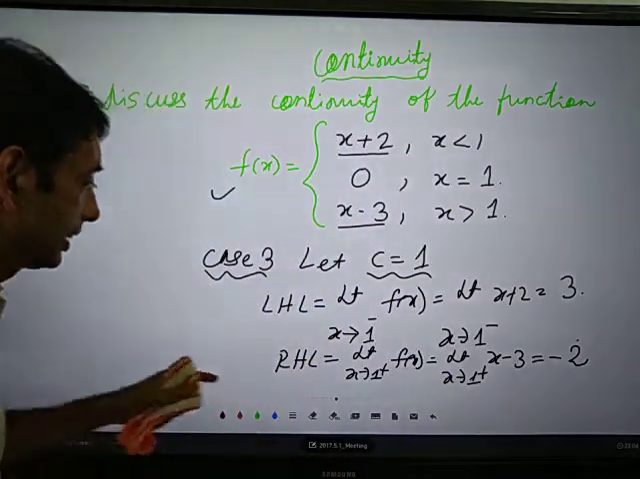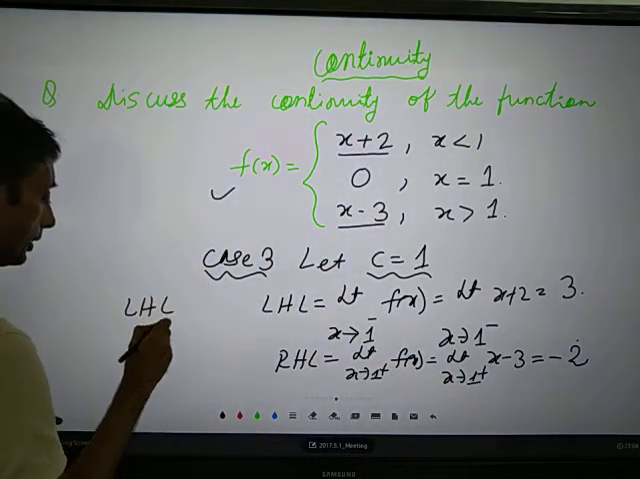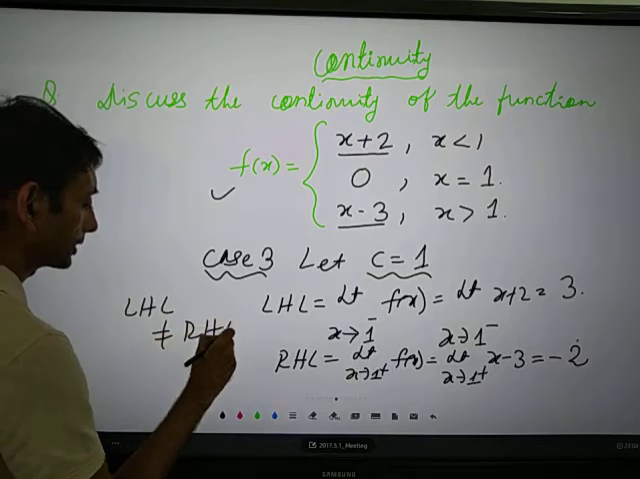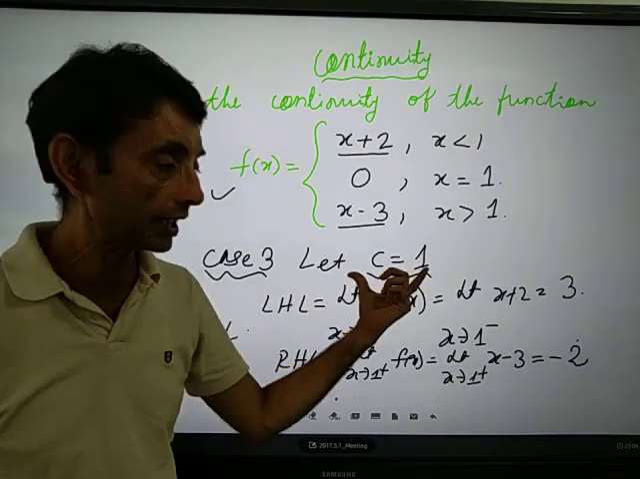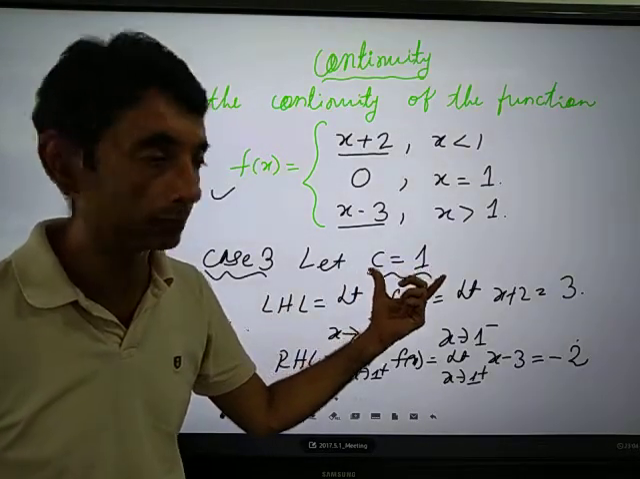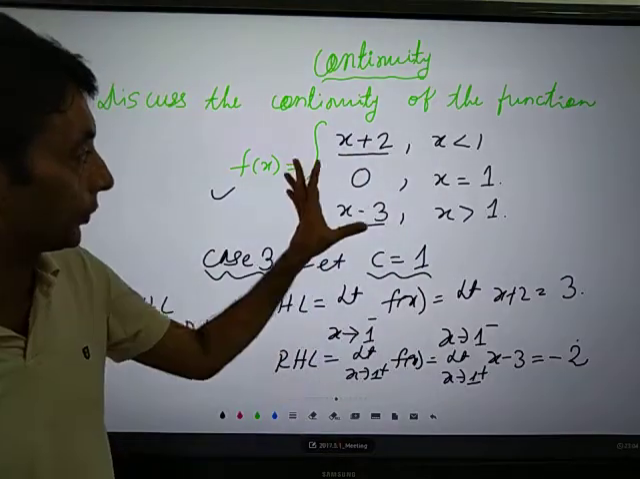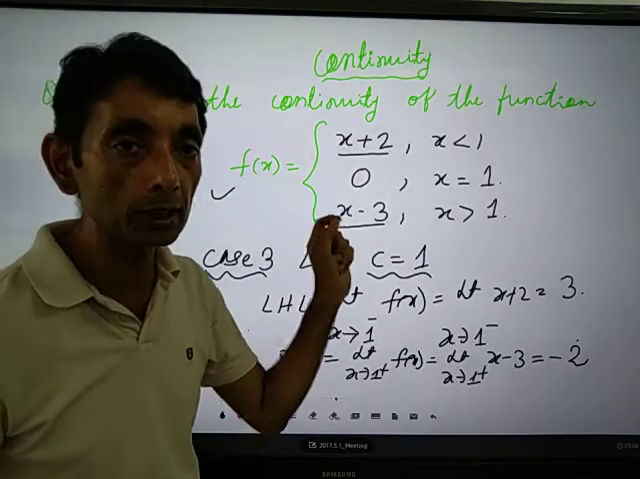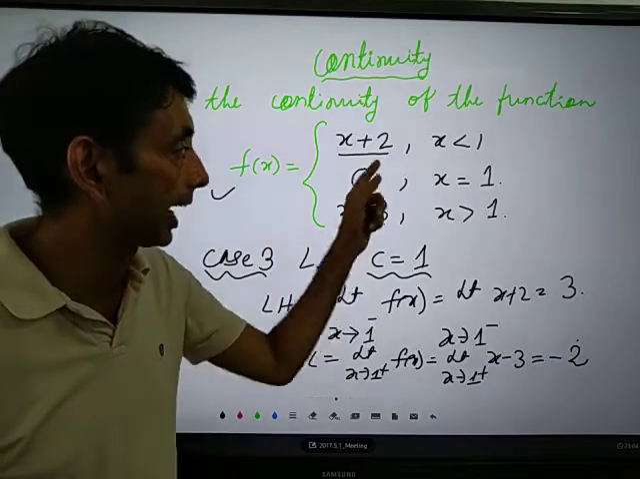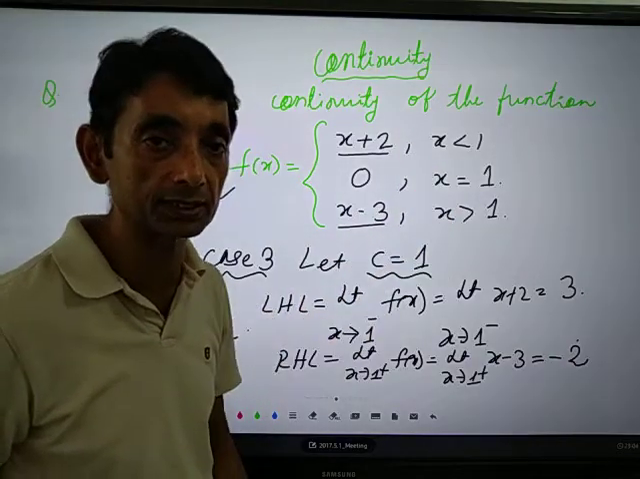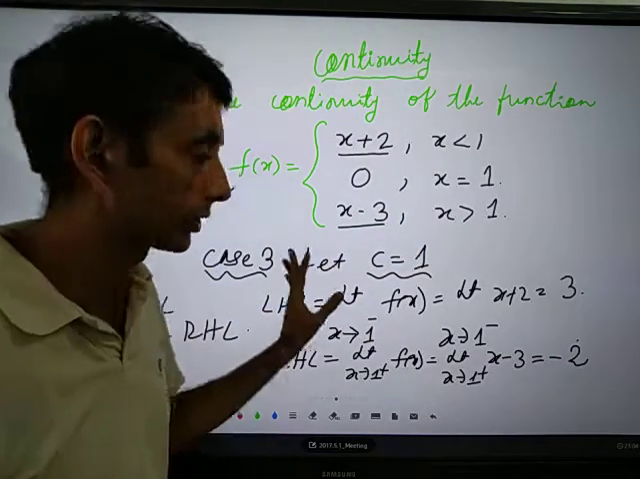So what I have seen is that here the left hand limit is not equal to the right hand limit when you take c is equal to 1. So what we have understood is that for this function the only point of discontinuity is x is equal to 1. So 1 is a point of discontinuity and at the rest of the points the function is continuous.